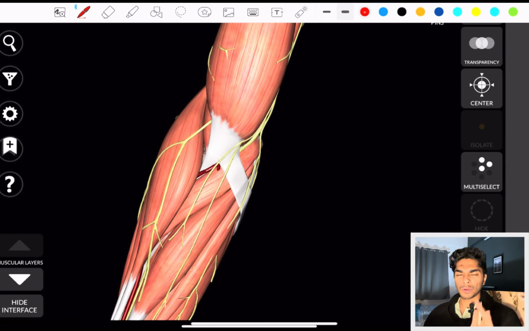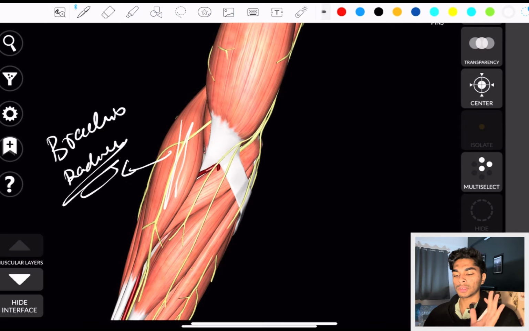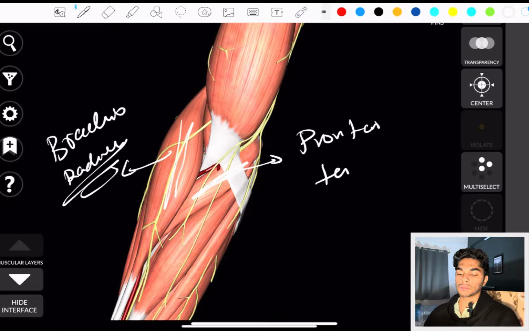Okay. First, know the boundaries of cubital fossa. Coming to the first part. You see this muscle? This is your brachioradialis muscle. Don't mind the handwriting, we'll see it again in the drawing. So this muscle is your pronator teres. So these are forming the boundaries.